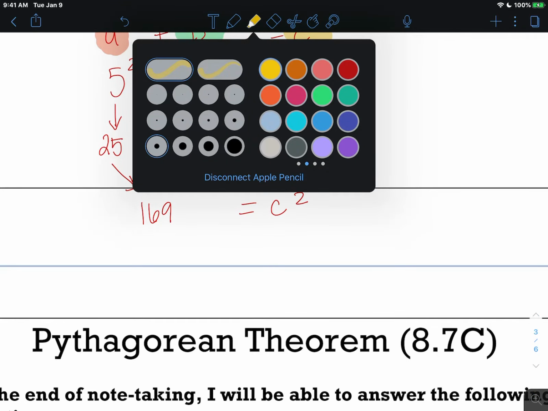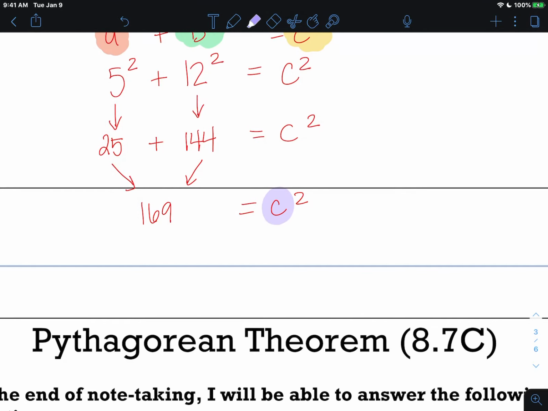Let me go ahead and highlight that because that's what I need to get by itself, but it's got that square there. What's the opposite of square? Well, it's called a square root, okay? So square root. Over here, that just cancels it out and leaves me with the c. I can type in the square root of 169 into my calculator and it'll give me an answer.